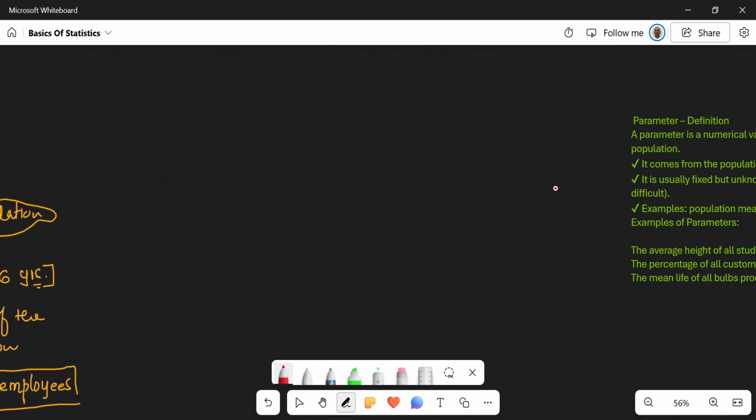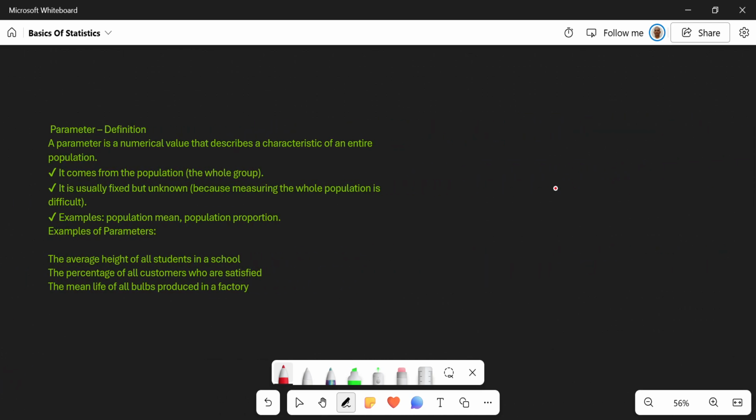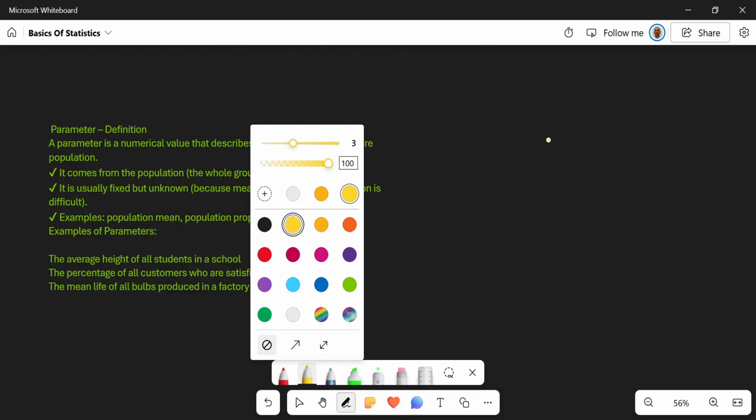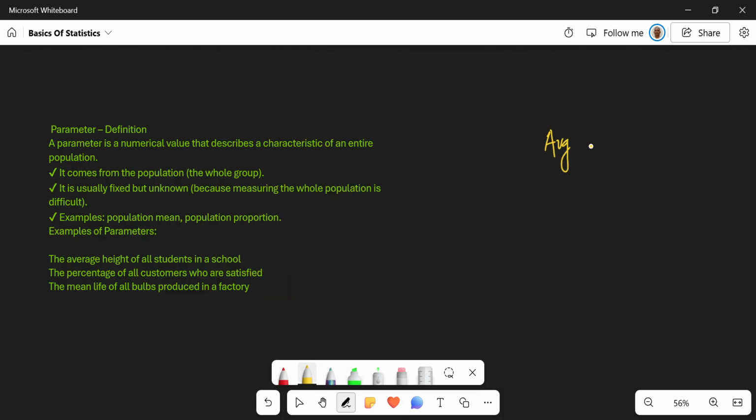Next topic is parameter and statistic, right? So what is a parameter? Parameter is a numerical value with which we are trying to describe the population. Like in my previous example, I was trying to describe the population by the mean age, the average age of citizens in India, which was found to be 36 years. So this average age or mean age is called a parameter, because I am talking about the entire population of India.